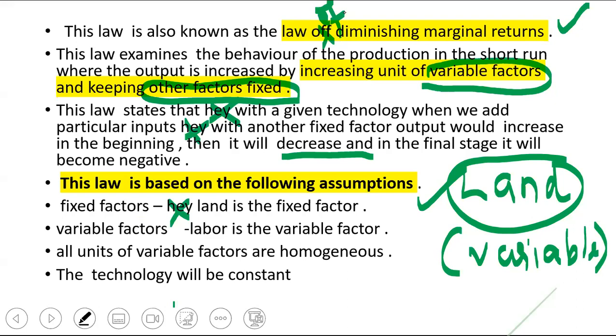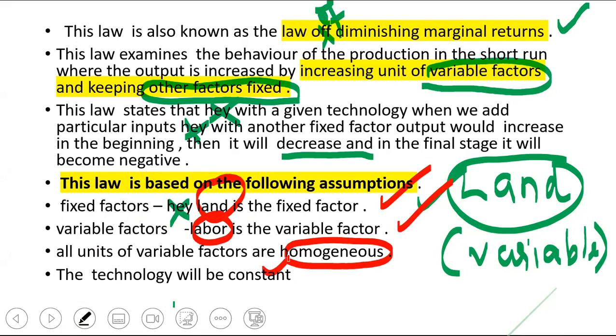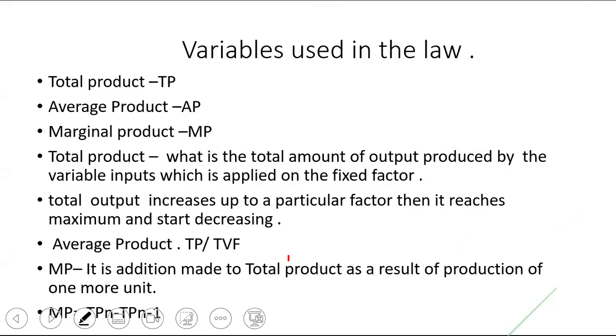The law is based on the following assumptions. What are the assumptions? Land is the fixed factor. Labor is the variable factor. All units of variable factors are homogeneous. What do you mean by that? All the labor has the same efficiency. Technology remains constant.